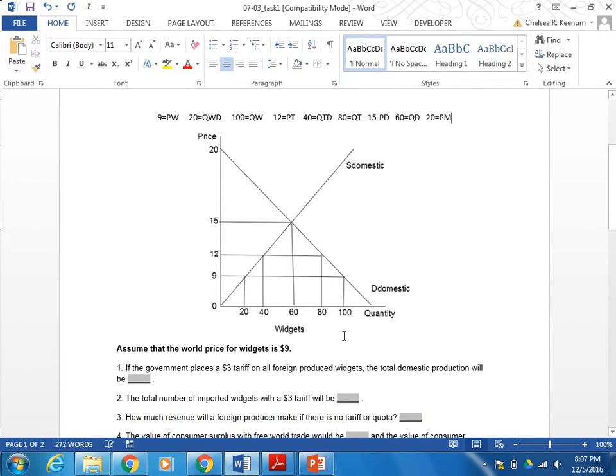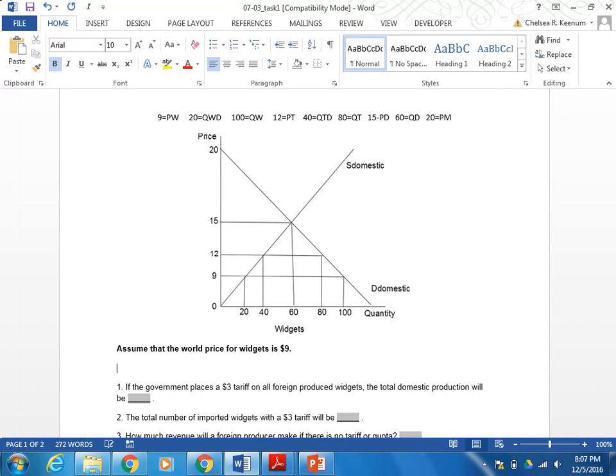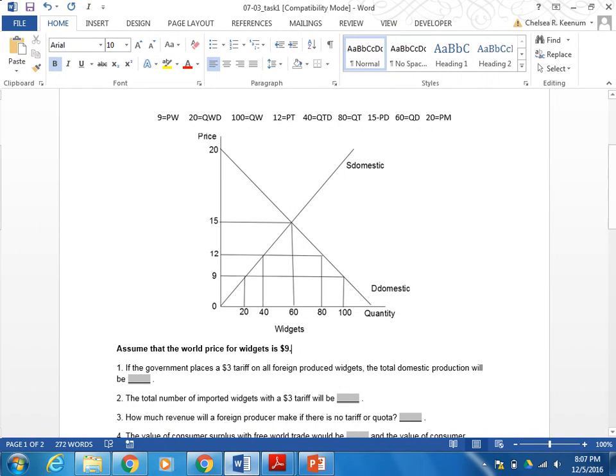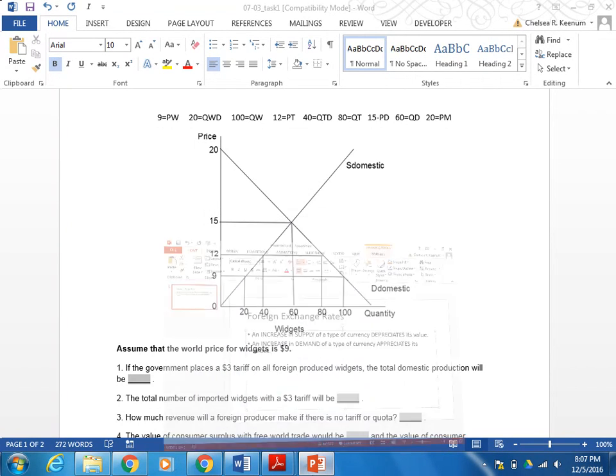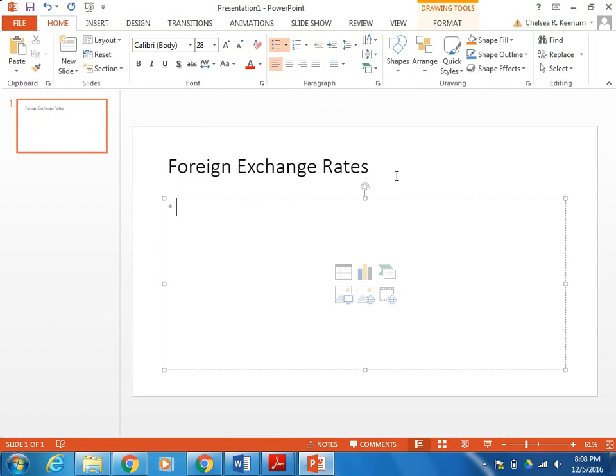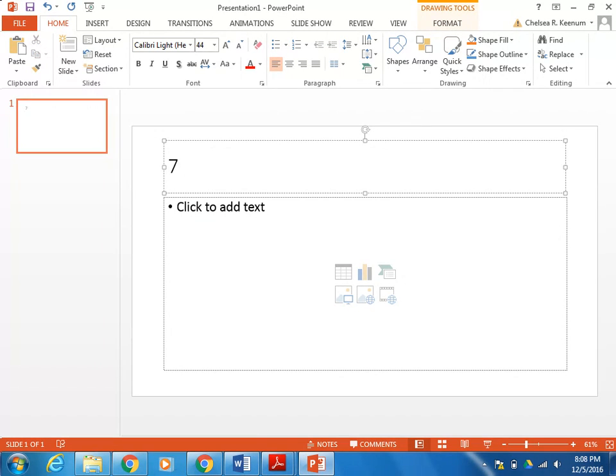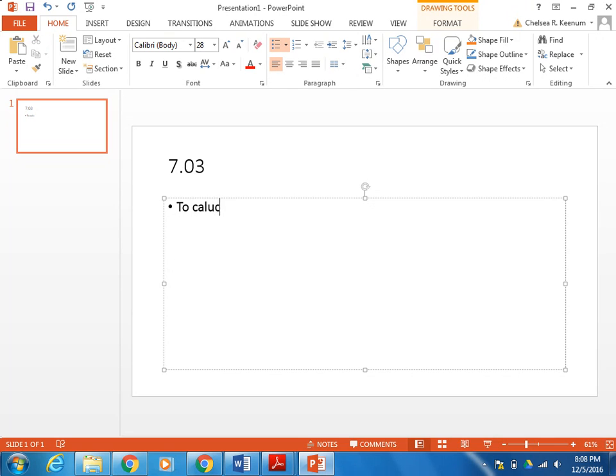Okay, so let's calculate some things. To calculate the number of imports, okay, I'm going to make a PowerPoint slide. To calculate number of imports, what you would do is you would subtract QD from QW, which basically would be QW minus QD equals total imports.